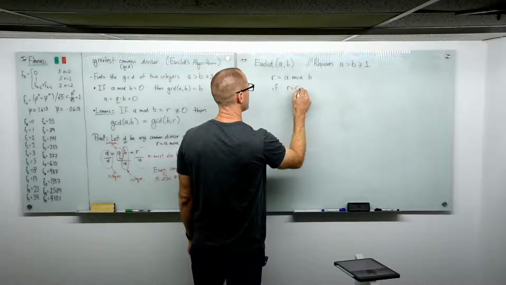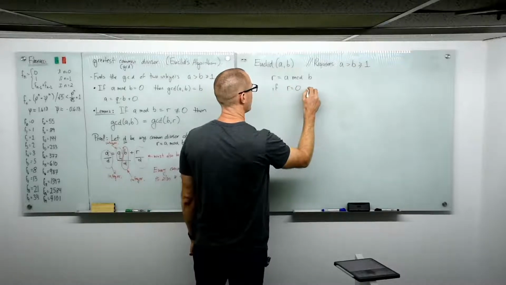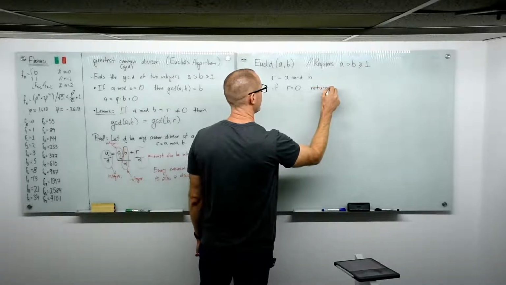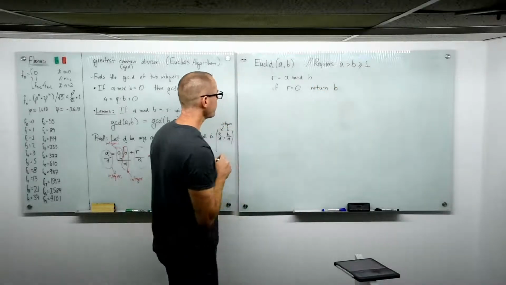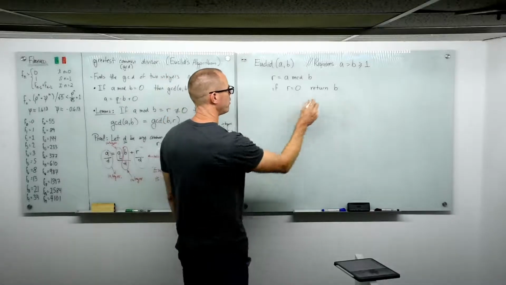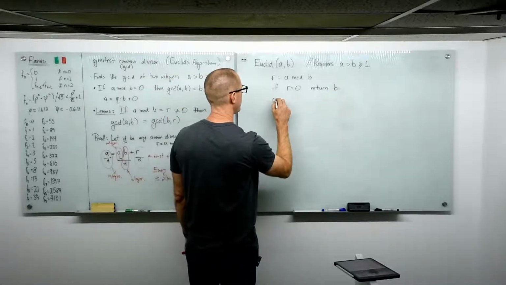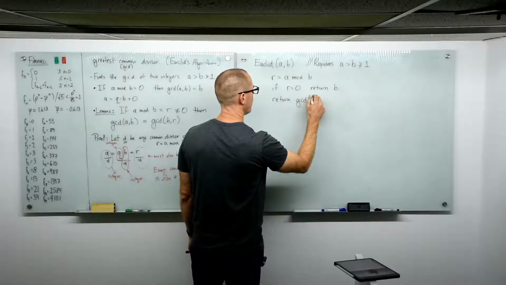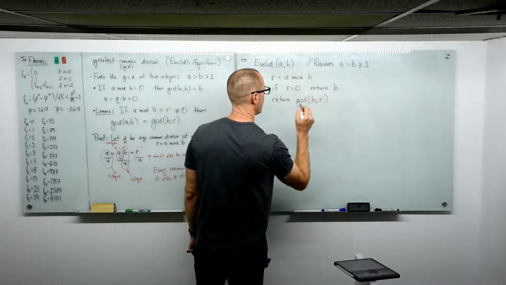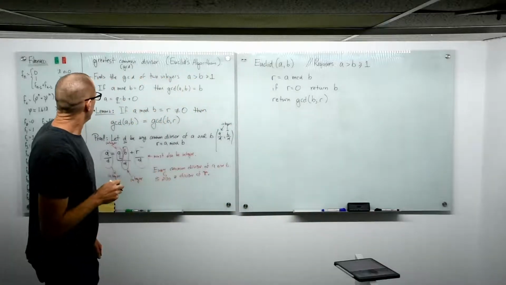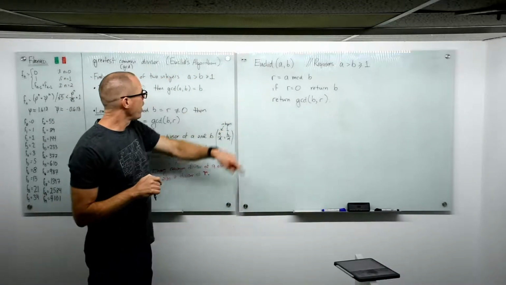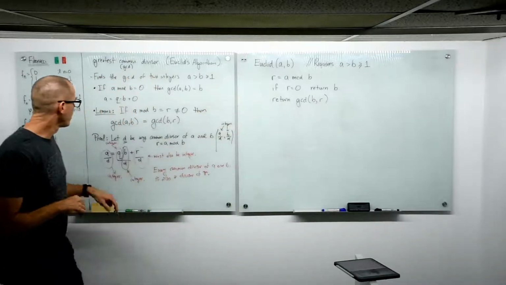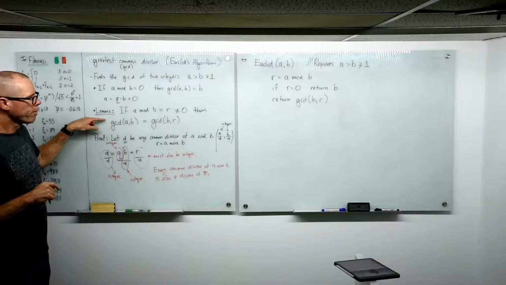If R is equal to 0, then return B. Otherwise, we didn't return, we return the GCD of B and R. This line gives the correct answer because of this lemma.